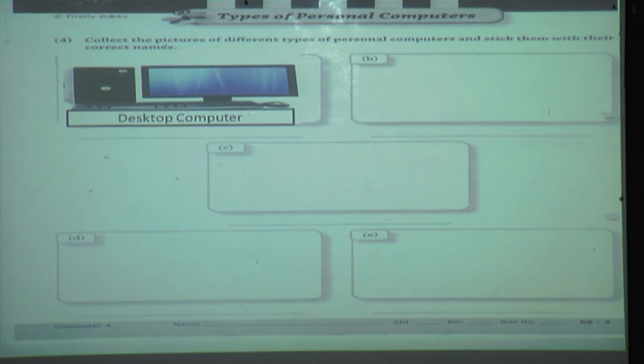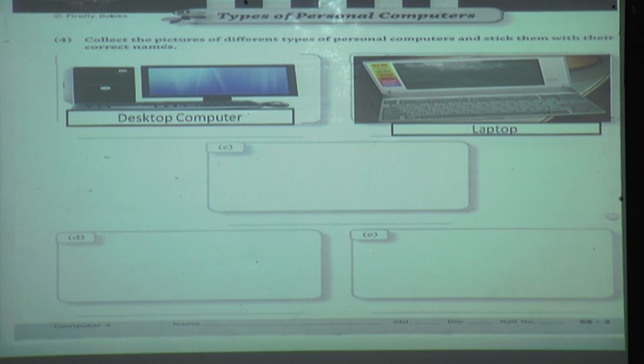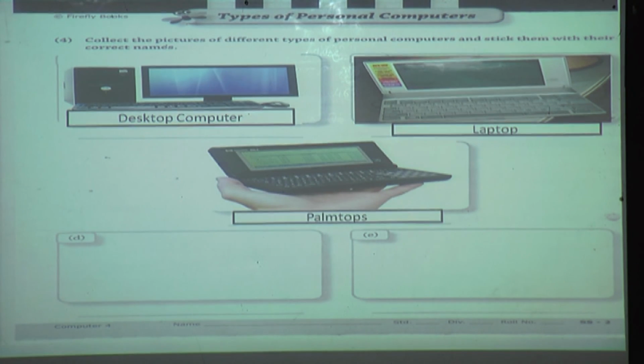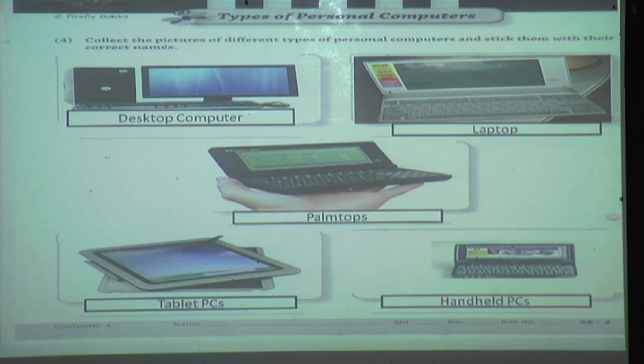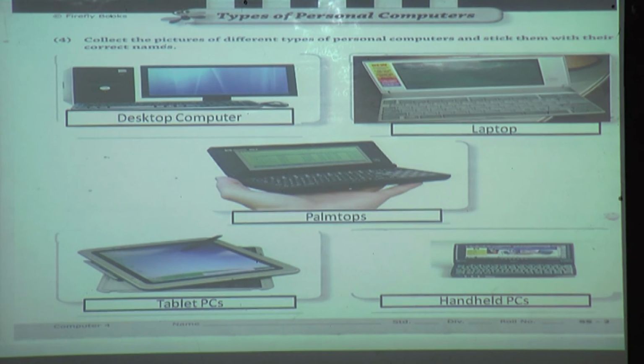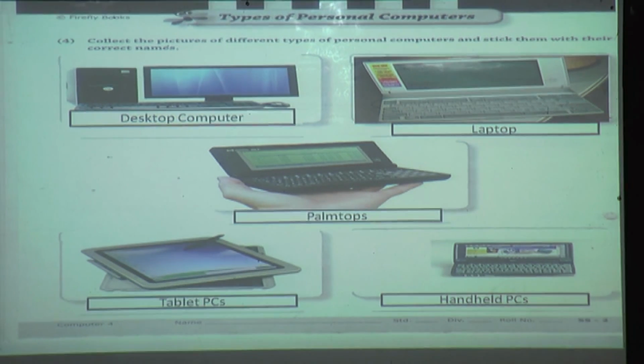First one, which type of computer is it? Desktop computer. Next one is laptop computer. First one is desktop computer. Next is laptop. Next tablet PCs, and last handheld PCs. Understand? If you get a picture like that, then stick it, otherwise let it be. We will stick it afterwards.